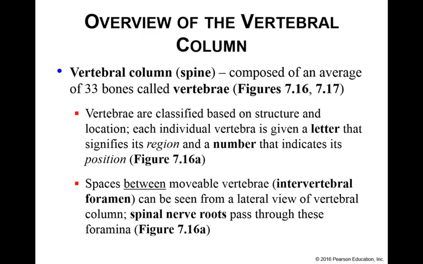Okay, so that gets us to the vertebral column, which is also called your spine. We have 33 bones here, and these 33 bones are called vertebrae. Now, vertebrae are classified based on their location and their structure, and so we have a naming system that we use. Each individual vertebra is given a letter. That letter is going to signify its region, and it's given a number which will indicate its position. And so we'll go through this as we go through the different classes.